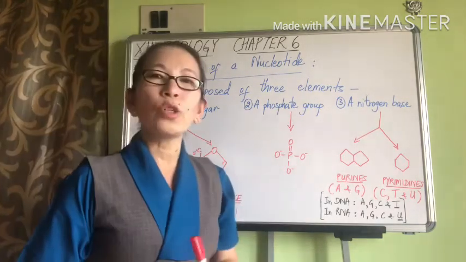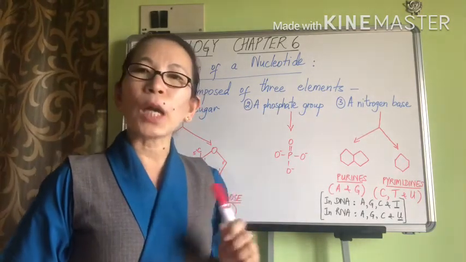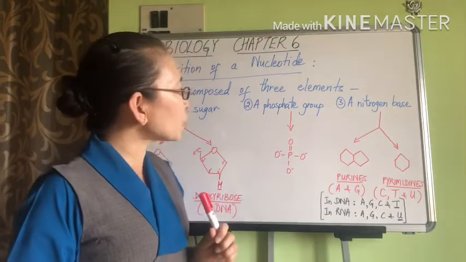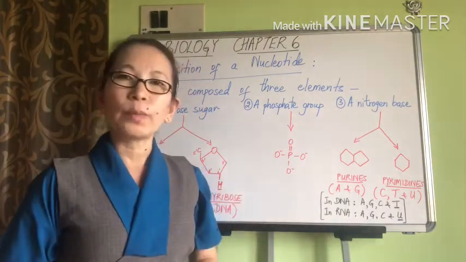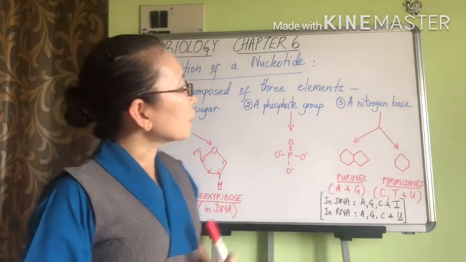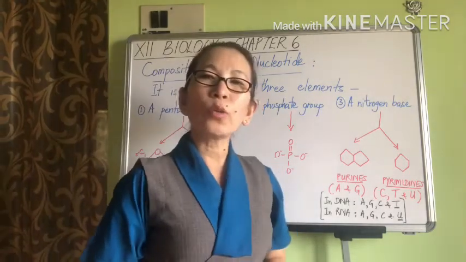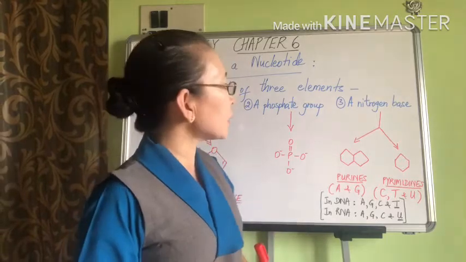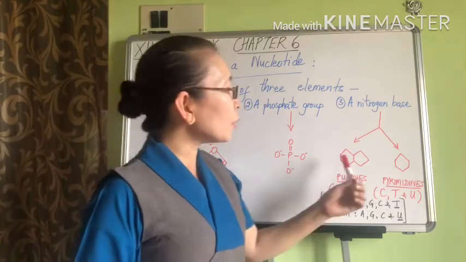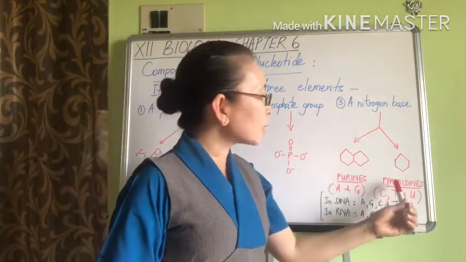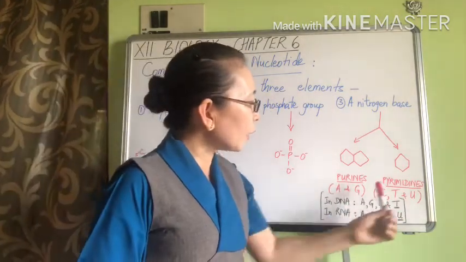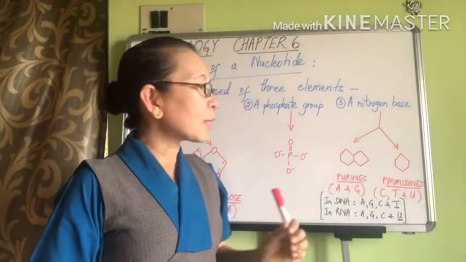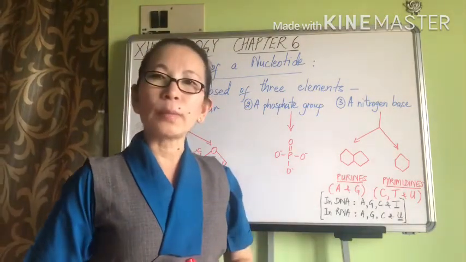The phosphate group imparts a negative charge to the DNA due to the presence of highly ionized oxygen atoms in the phosphate group. And nitrogen bases can be broadly categorized into two classes: the double-ringed purines and the single-ringed pyrimidines. Purines include adenine and guanine, and pyrimidines include cytosine, thymine, and uracil.